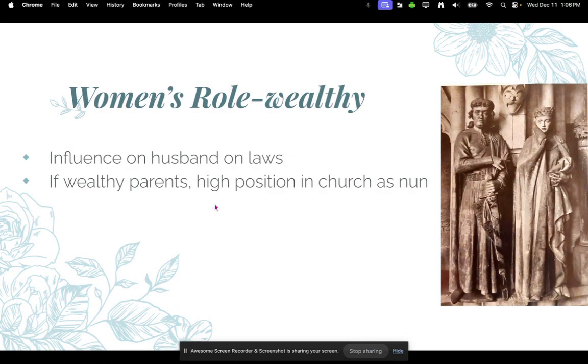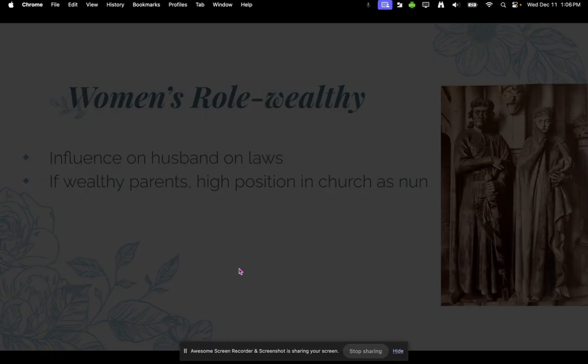So if she was wealthy, she could also have influence on laws through her husband, if her husband was royalty or an advisor in a court or something like that. Also, if her parents were wealthy, she could become a nun in the Catholic Church and hold a high position as a nun.